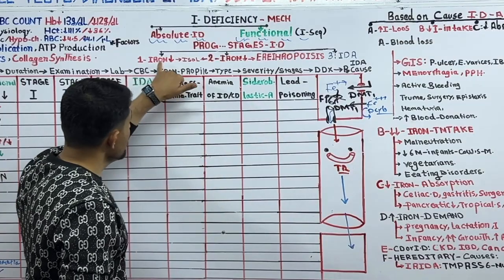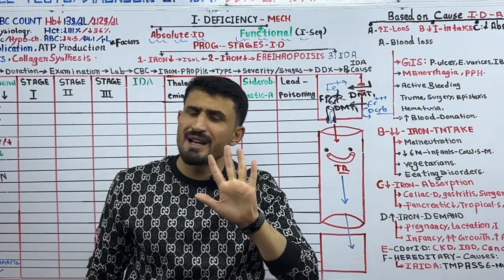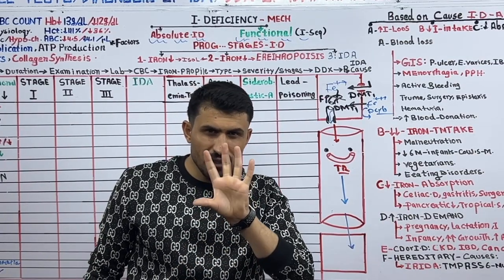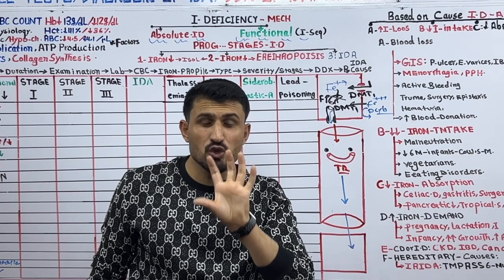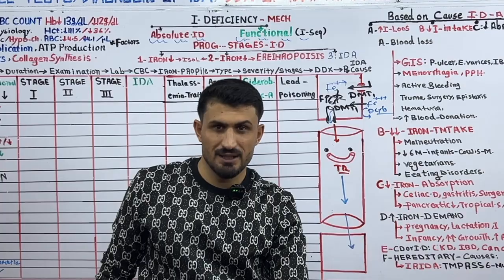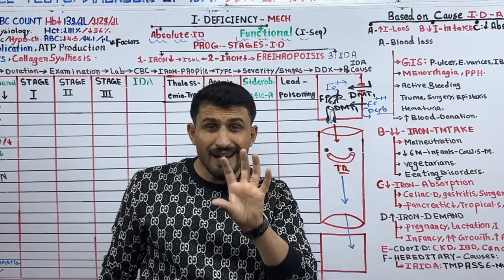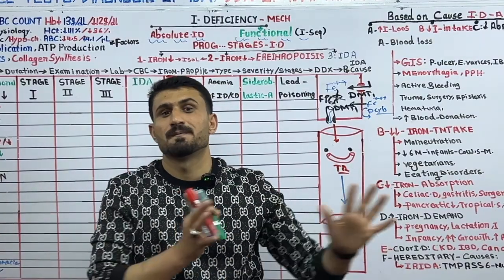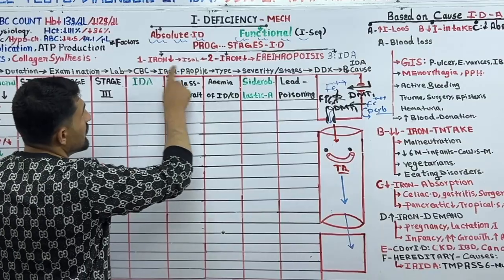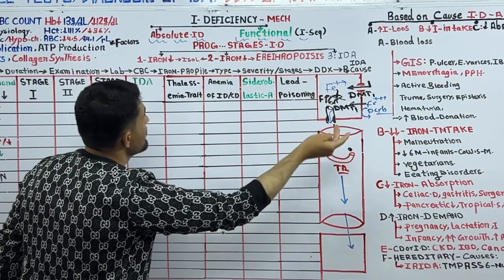Second, in stage 1 and stage 2, we don't have enough iron in the body. It means we don't have enough store of iron inside our body. The storage is depleted. We have less storage, but we have enough iron to produce RBC. So that's why in these two stages we don't have anemia or iron deficiency anemia.